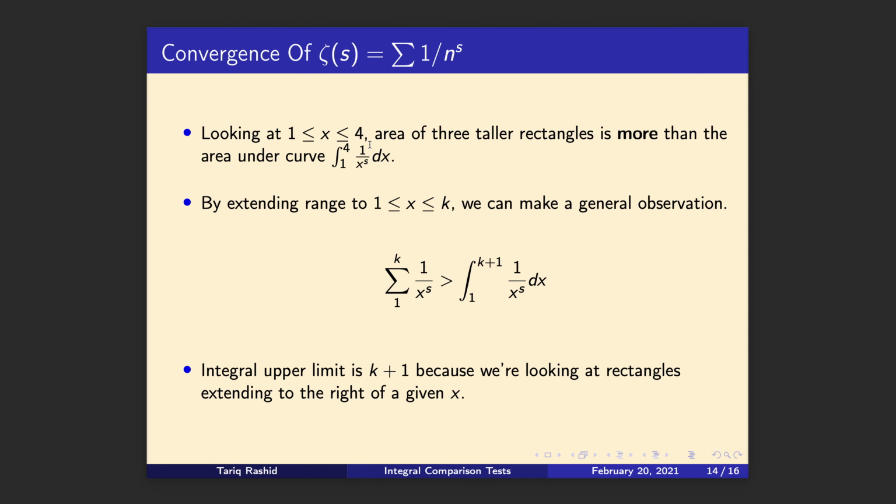So this time we're going to be looking at the taller rectangles, which are always more than the area under the curve. And again, we can start by looking at a small range just to get a feel for what we're doing, to get the limits right, and then we make the general observation from 1 to k that the area of the rectangles is always more than the area under the curve, which goes from 1 to k plus 1.